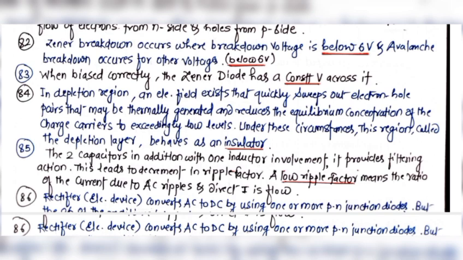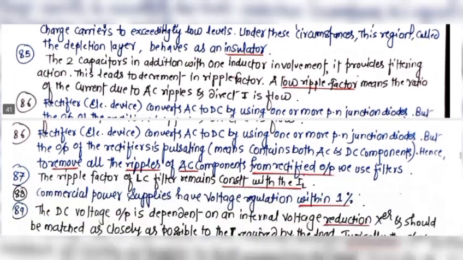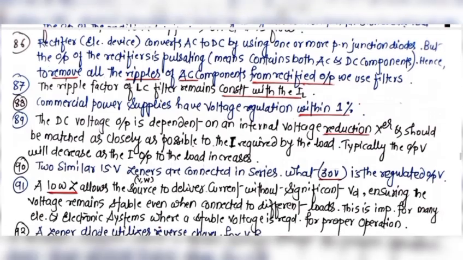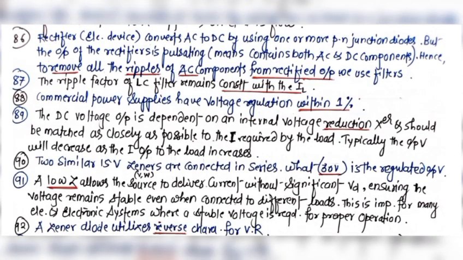The two capacitors in addition with one inductor provide a filtering action. This leads to a decrement in the ripple factor. A low ripple factor means the ratio of current due to AC ripples to direct current is low.